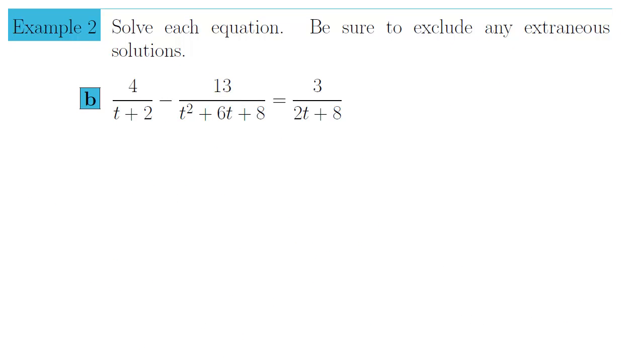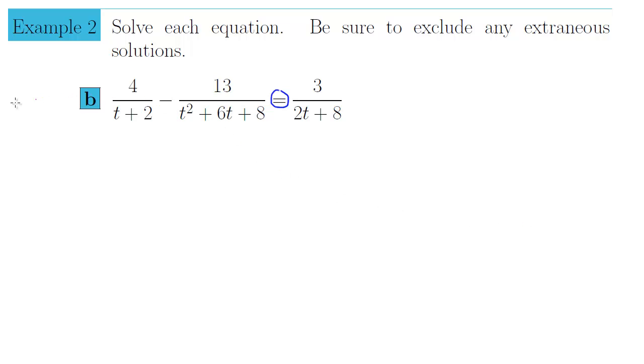Okay, so moving on to part B. This equation looks like a beast. We have 4 over t plus 2 minus 13 over t squared plus 6t plus 8 equals 3 over 2t plus 8. So we have an equation with fractions, right, with rational expressions. So our strategy is to clear those denominators out by multiplying by the LCD.